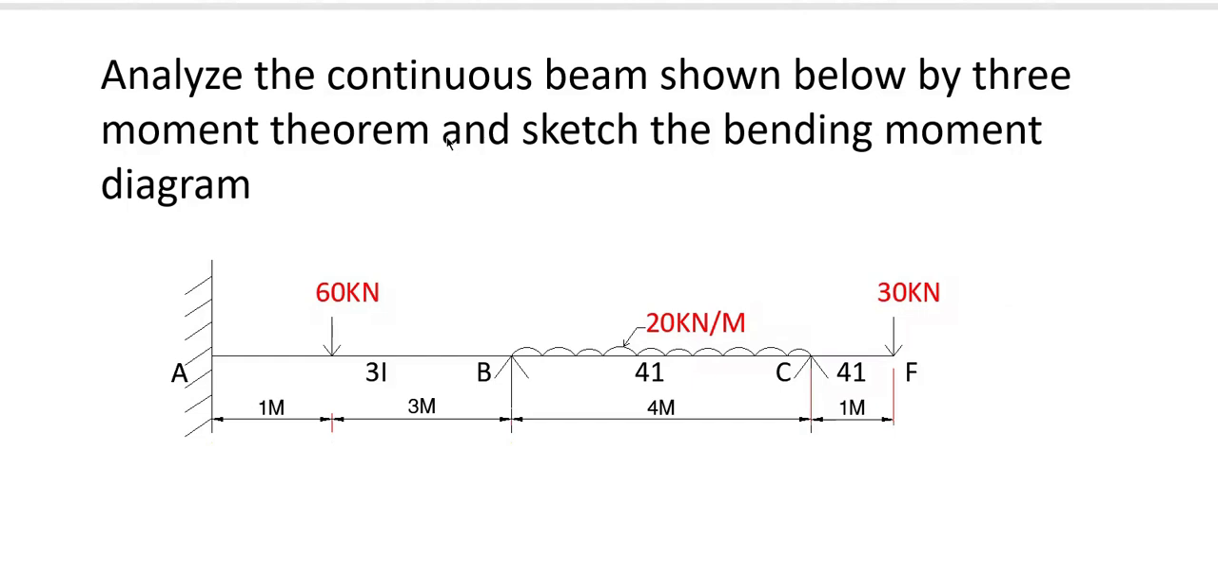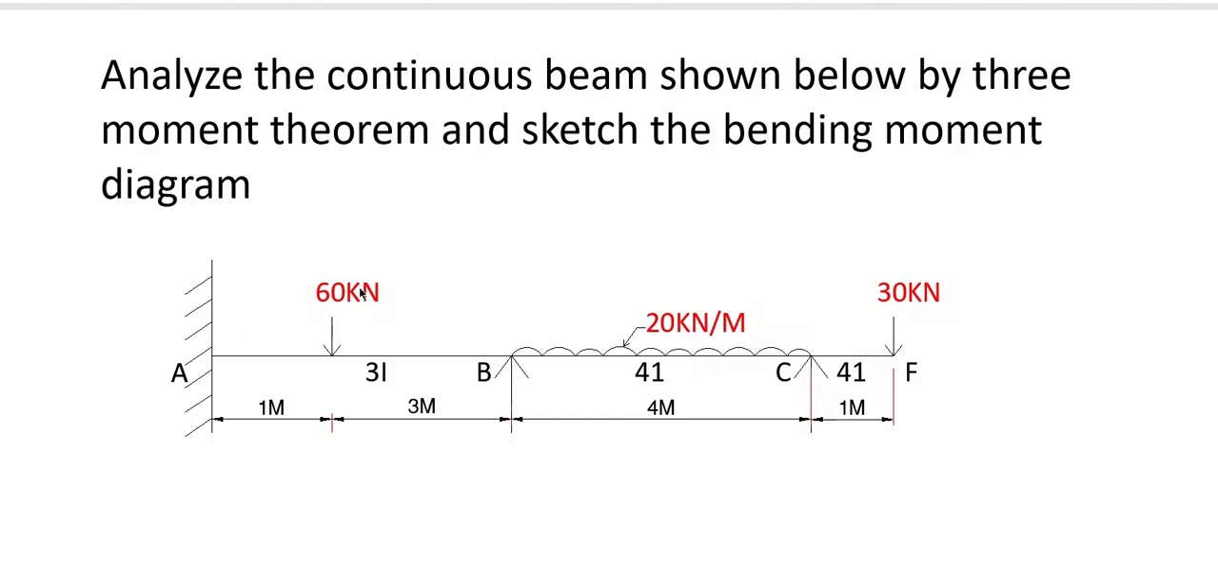Today I'm going to look at a three-moment theorem question, and the question reads: analyze the continuous beam shown below by three-moment theorem and state the bending moment diagram. Look at this question. It has two spans, but actually three spans, but the last span here is a cantilever. The last span is a cantilever and has a point load.